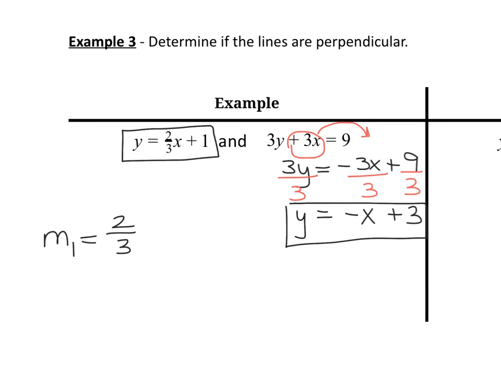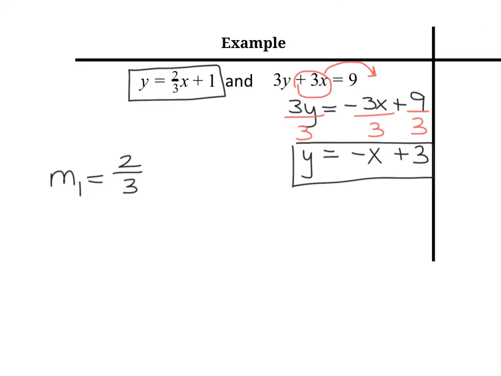So let's just do that work. Let's turn 2/3 into its negative reciprocal. So to do that, I need to flip 2/3, which turns it into 3/2. And I need to change the sign. So we started with a positive 2/3. If I change the sign, it's going to become a negative 3/2.